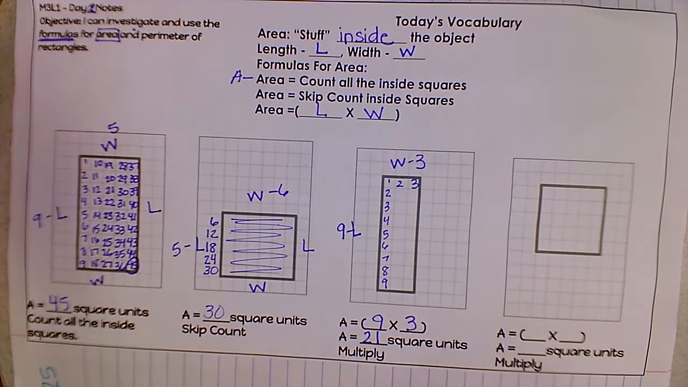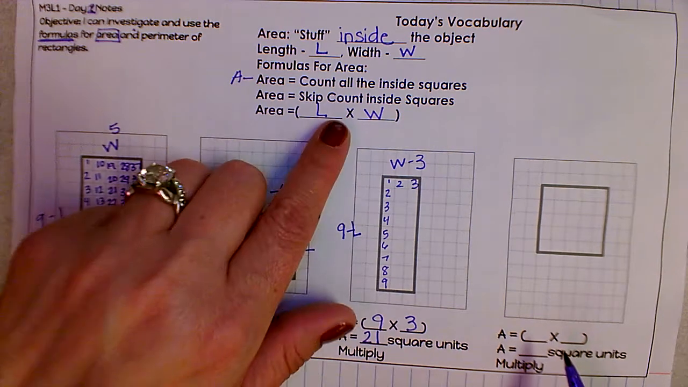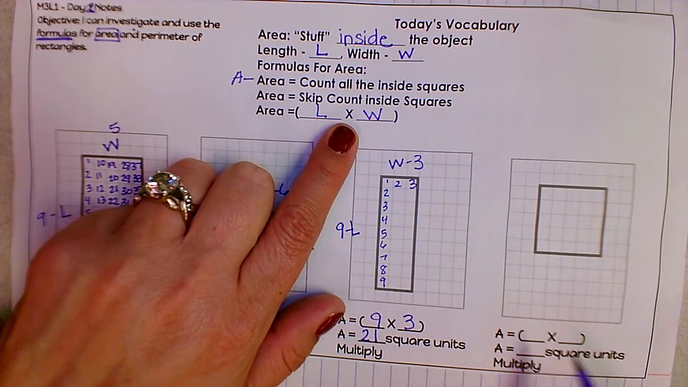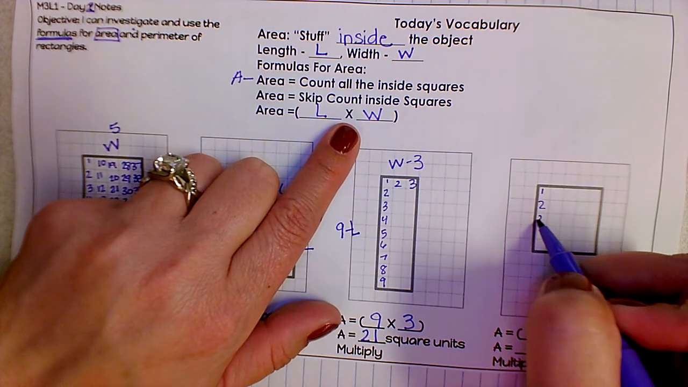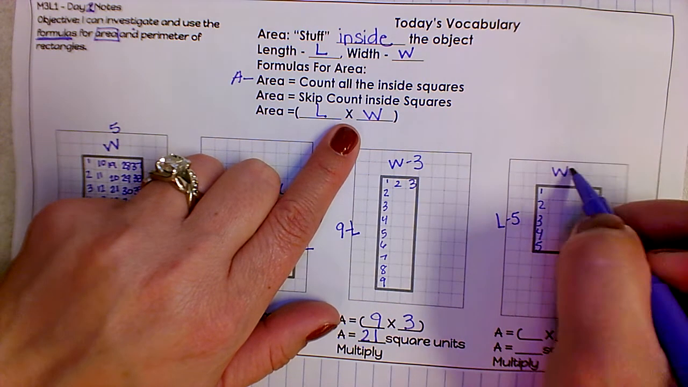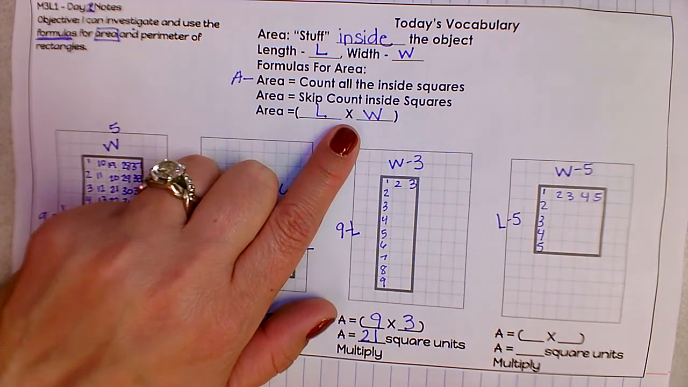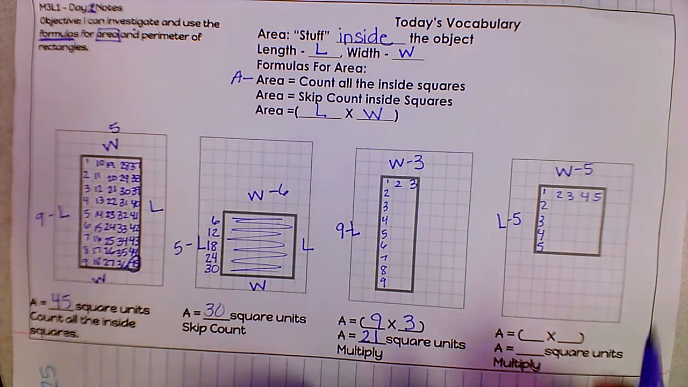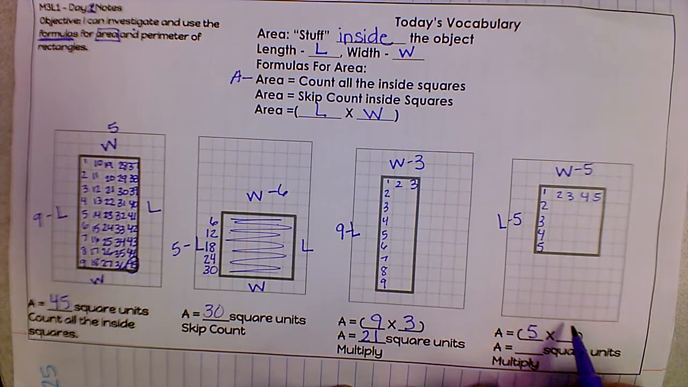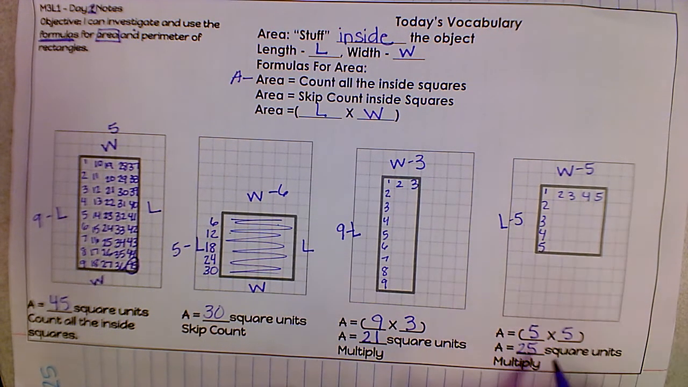Here we go. We're going to do our last one, and it looks like they want us just to multiply the length times the width using this formula. So I'm going to go 1, 2, 3, 4, 5. Oop. The length is 5. The width is 2, 3, 4, 5. Oh, 5 times 5. So my length is 5. My width is 5. 5 times 5 is 25. So the area inside this rectangle is 25 square units.